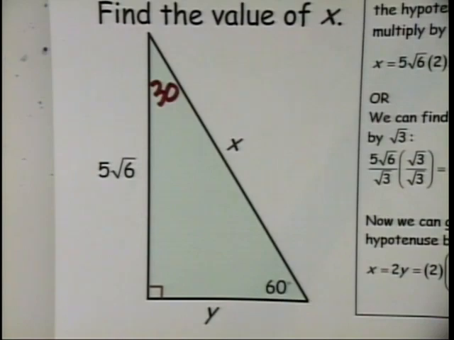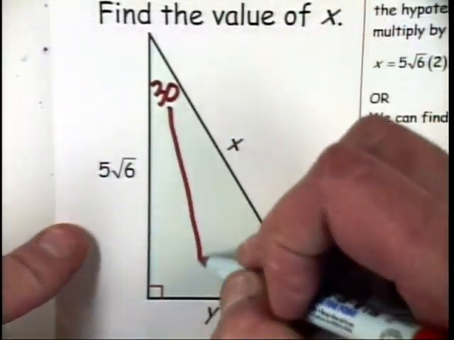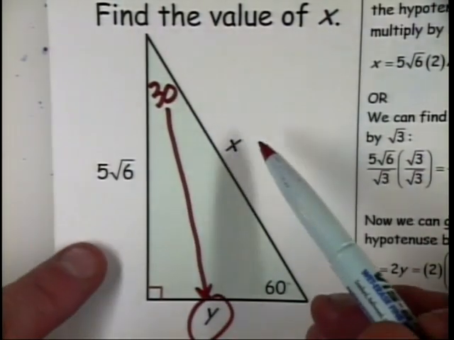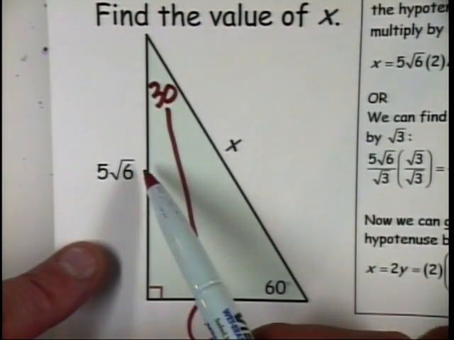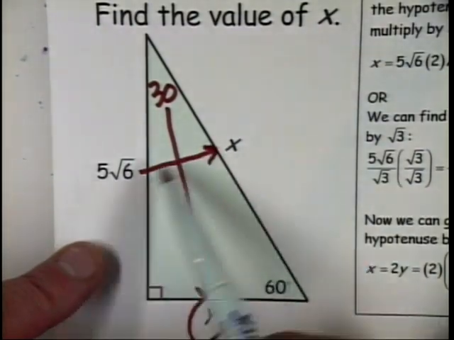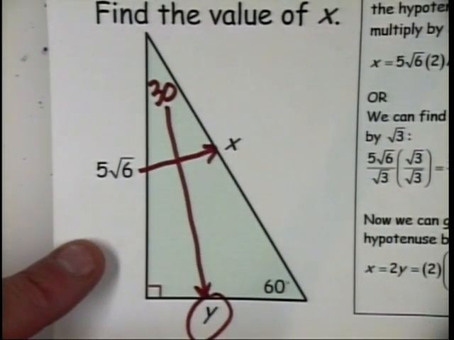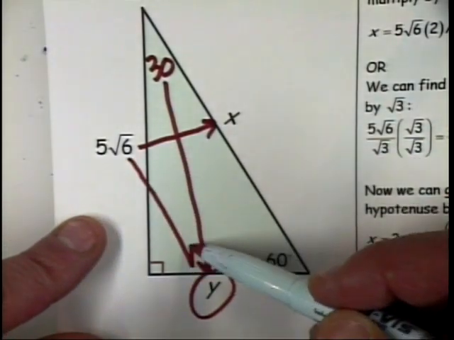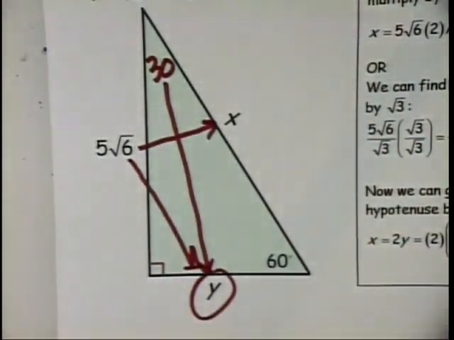The side opposite 30 is my shortest side, and that's y. If I'm trying to find the value of x, I could go, if I'm brave and daring, straight from the side opposite 60 to the hypotenuse. But I'm not going to do that. I'm going to first find what y is. I'm going to go from my short leg to the shortest leg.